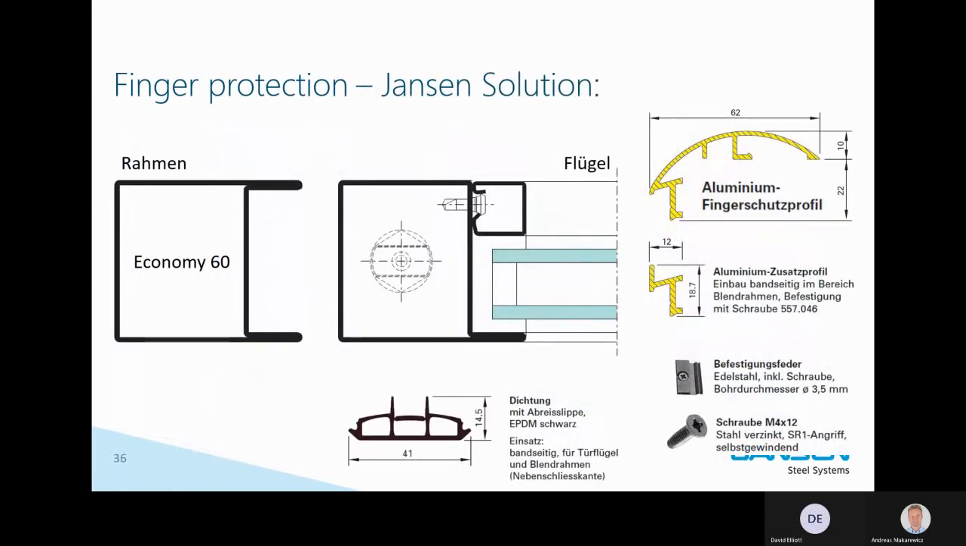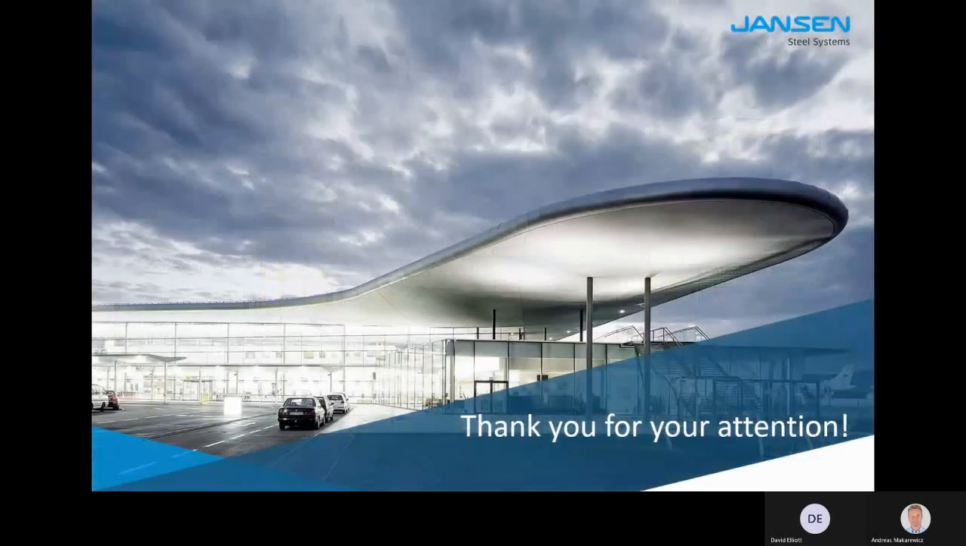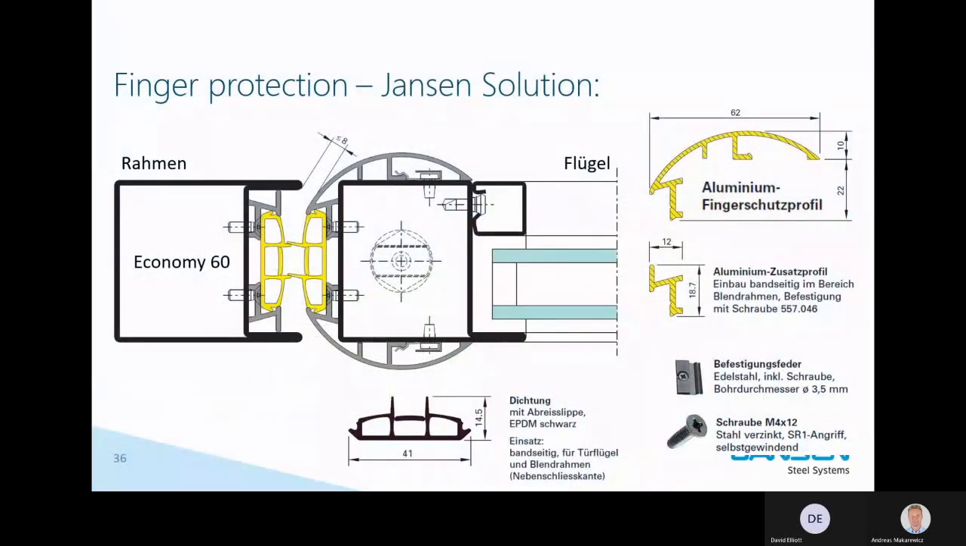Okay, these are the additional profiles. On Economy 60, you use an additional profile which you attach to the existing profile. On Economy 50, it's integrated already. So these are the elements, and again, the aim is always to create gaps smaller than 8 millimeters or greater than 25 millimeters. Yeah, this is it. This is a short walk through the safety systems.